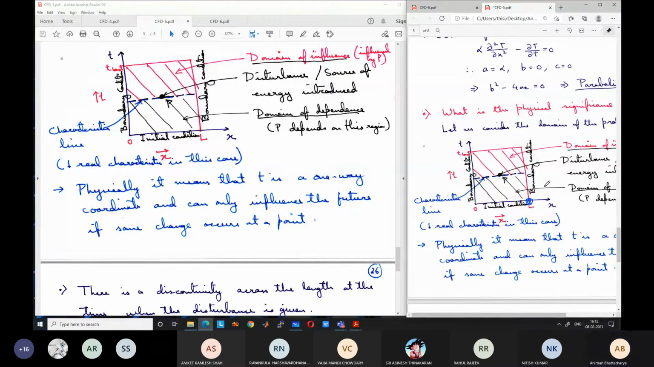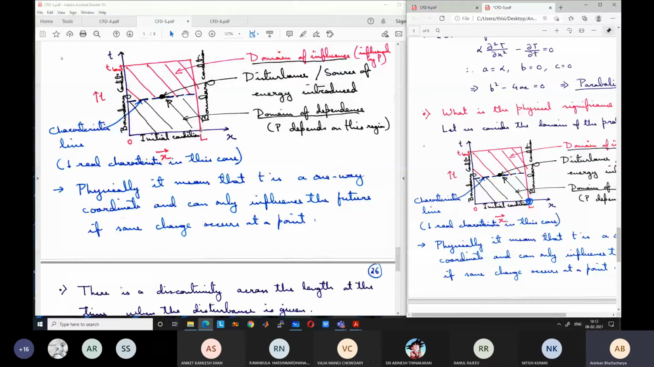Answers? Sir, where is the disturbance introduced? It is introduced at initial time t equal to 0 at x equal to L. Can you plot the t equal to 0, x equal to L point? t equal to 0 is which line? This bottom line, right? And x equal to L is this point. So t equal to 0, x equal to L is this point. So we have introduced the disturbance at this point. I have marked it by this blue line.